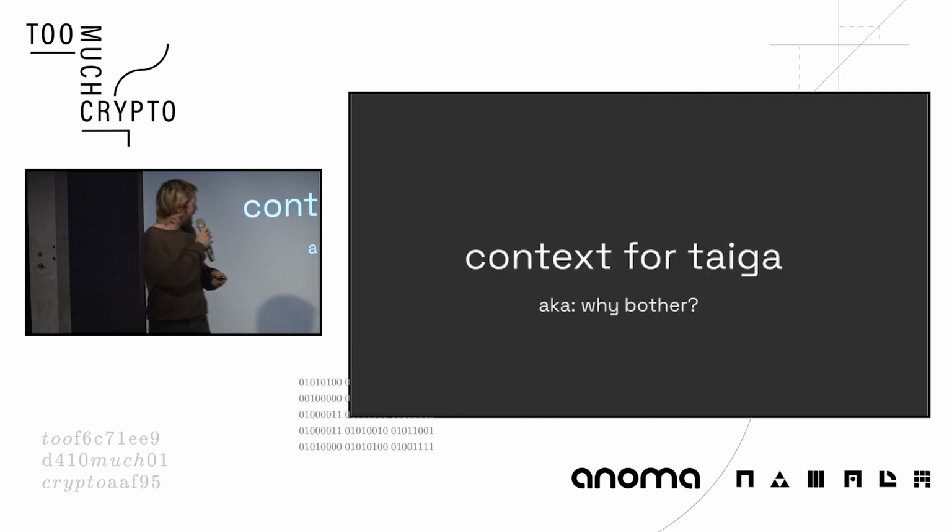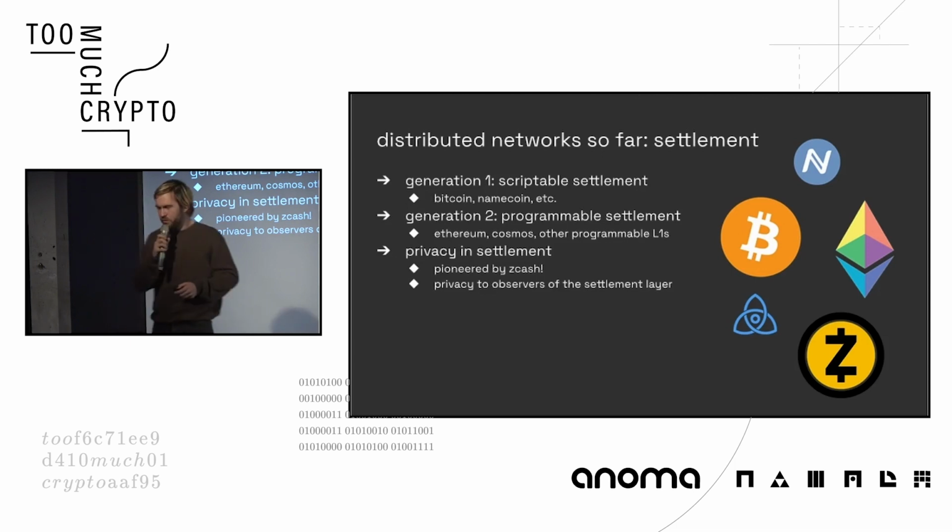All right, so why bother with Taiga? Distributed networks so far have done what we call, in the Anoma lexicon of naming things, programmable settlement. That started with the first generation, basically Bitcoin, Namecoin, colored coins, stuff like this. Scriptable settlement, Bitcoin opcodes, very simple things, no state, not Turing complete, which is this weird red herring, but not sufficiently programmable for most applications. Then generation 2, Ethereum, Cosmos, other programmable L1s, Near, Solana, et cetera, brought programmable settlement. In particular, those of us who care about privacy were very excited when Zcash launched, featuring private settlement.